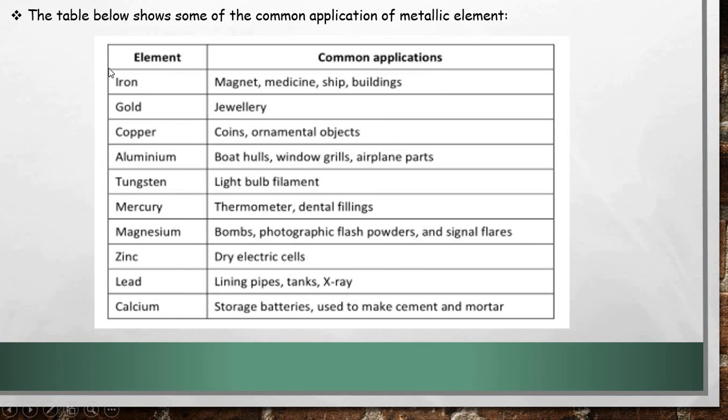Here is a table showing some of the common applications of metallic elements: iron, gold, copper, aluminium. For example, gold is for jewelry. Copper is for coins and ornamental objects. Aluminium is for bolt holes, window grills, and airplane parts. Mercury is usually for thermometers and dental fillings. Calcium is for storage batteries, and is used to make cement and mortar. You can try to look at the common applications of the elements here.